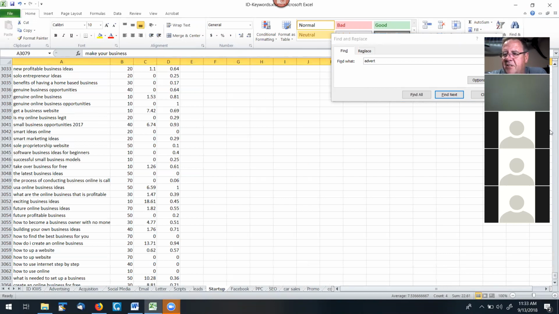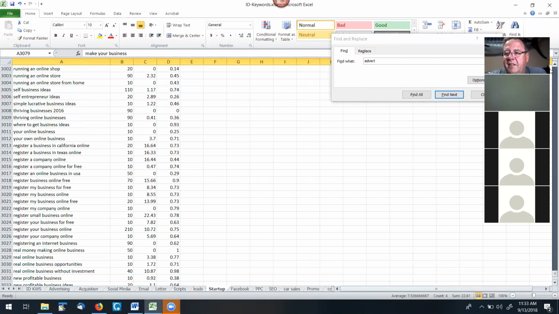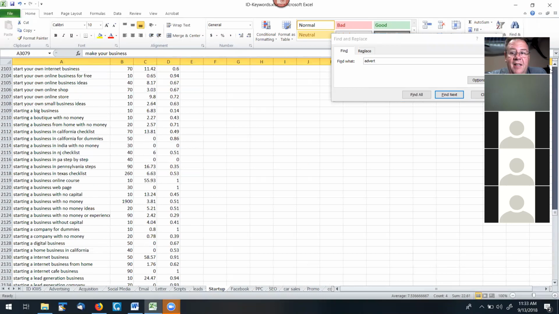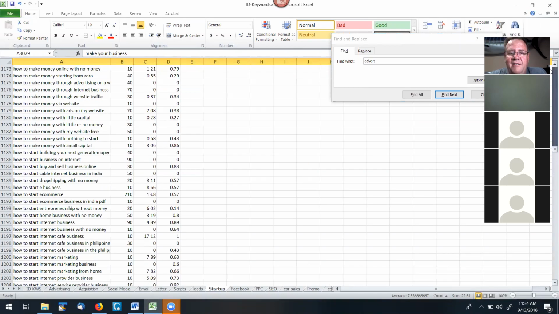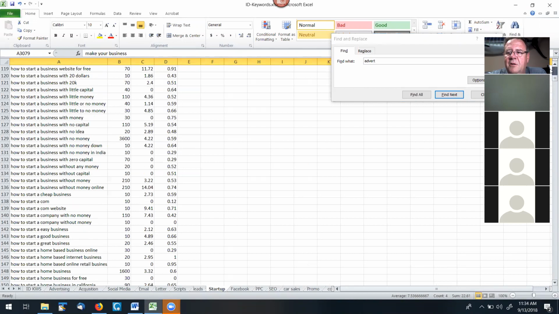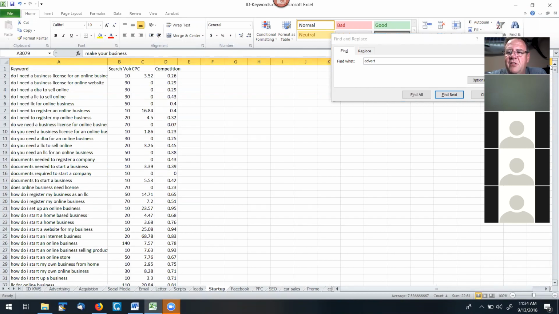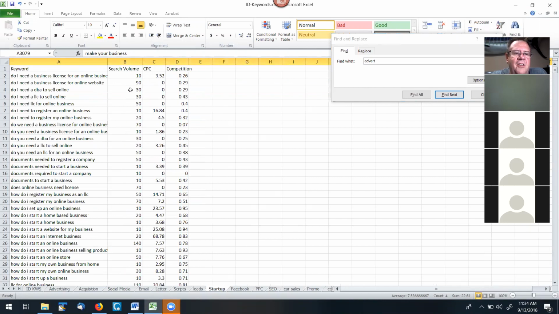Now, one thing that's really, really interesting about this, and I'm not used to seeing this because in the past, I've not done keyword research in this way. I'm usually doing it for SEO purposes. But what you've got in the columns here is you've got the search volume and the cost per click.